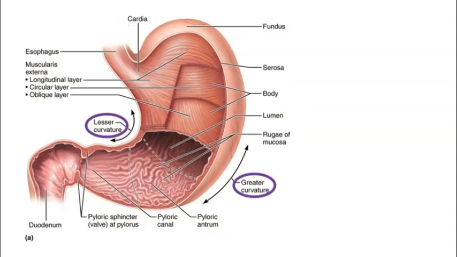The lesser curvature is found on the medial side of the stomach, that is, it is the side that is closest to the midline, while the greater curvature is on the lateral side of the stomach.